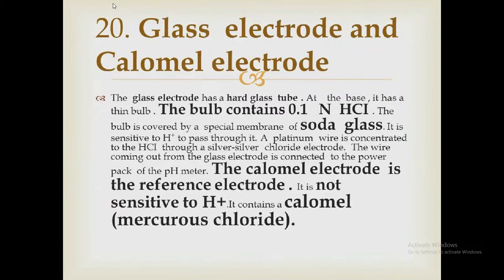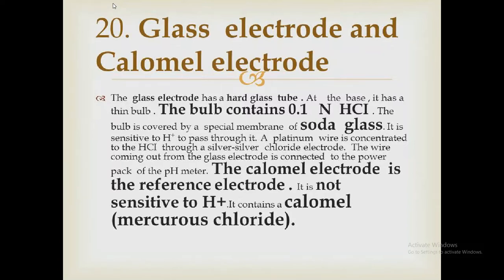The bulb is covered by a special membrane of soda glass, and very important, this HCl means it is sensitive to H plus ion, and it allows H plus ions to pass through it. And a platinum wire is used, connected to the HCl through a silver chloride electrode. The wire coming out of the glass electrode is connected to the power pack of the pH meter.